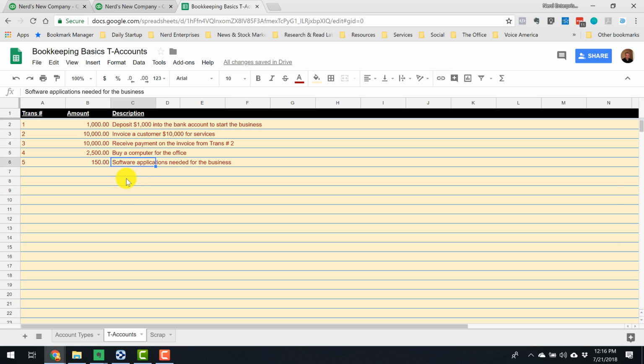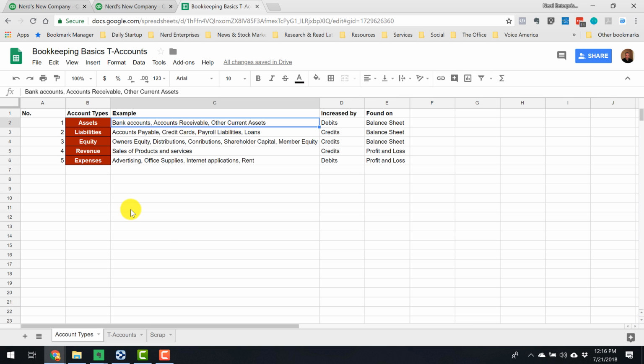So we bought a computer last transaction. We're going to get some software for the business, right? So now we're going to see an expense account. We're going to finally see something happen on the profit and loss again, because if we go to the account types, right, my internet applications, which is what I usually call my software, because most of my software is SaaS software, which means it's running on the internet these days.